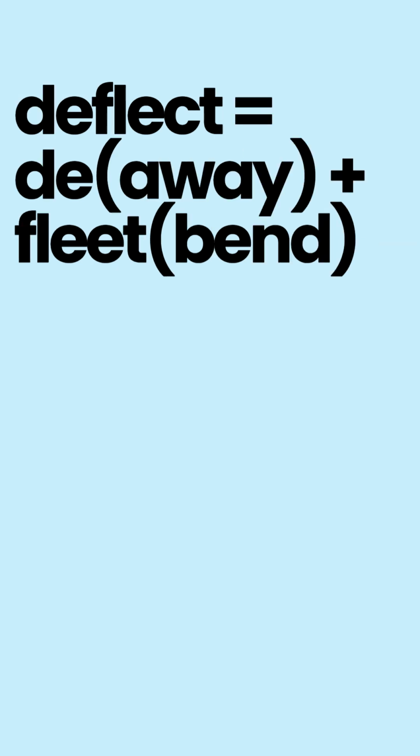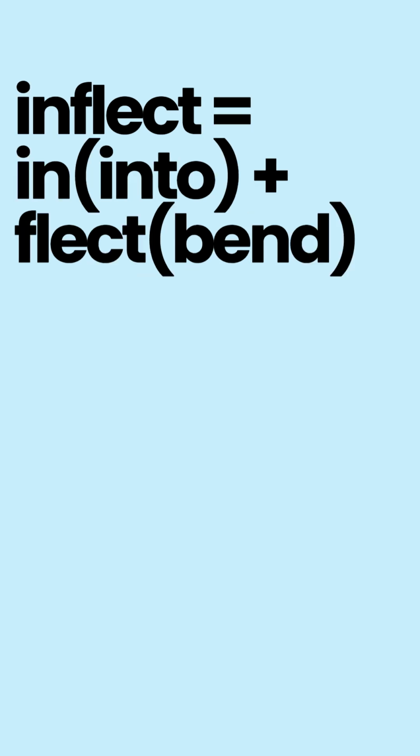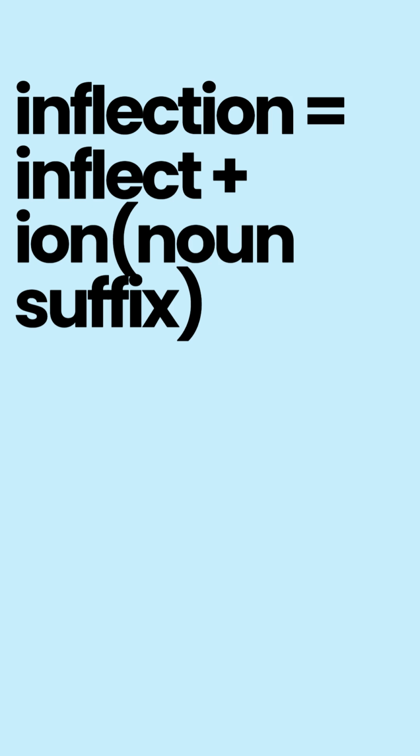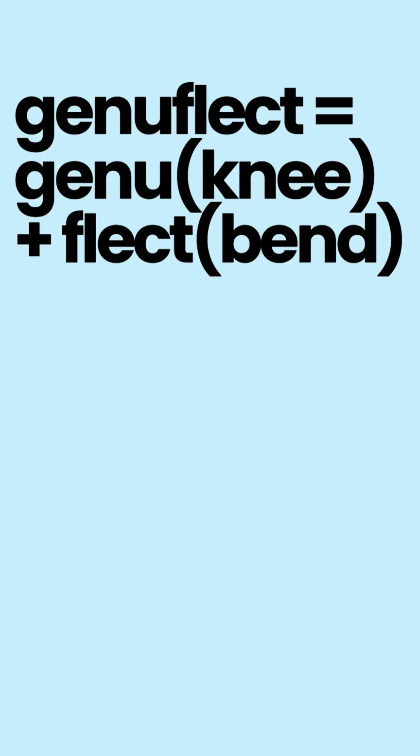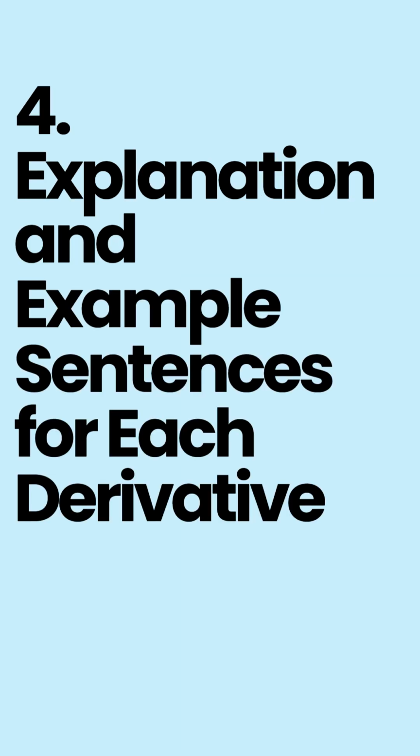Deflect: de, away, flect, bend. Deflection: deflect, noun suffix. Inflect: in, into, flect, bend. Inflection: inflect, noun suffix. Genuflect: genu, knee, flect, bend. Circumflex: circum, around, flex, bend. 4. Explanation and example sentences for each derivative.